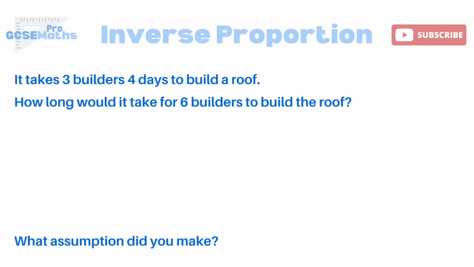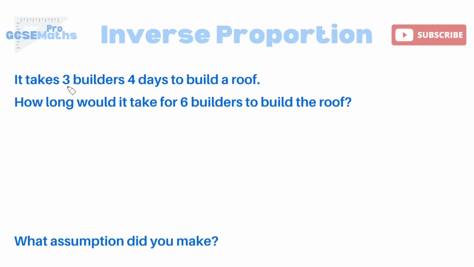But think about it logically. If I have more people, if I have more builders working on the same amount of work, the same roof, ideally, hopefully, it should be shorter, shouldn't it? It should take less time. That's why it's inverse proportion, because in this example, the more builders I have, the fewer days it should take. So both of those variables, the builders and the days, are going in opposite directions, aren't they? If I have fewer builders, it's going to take more days. So that's where a lot of people kind of go wrong.